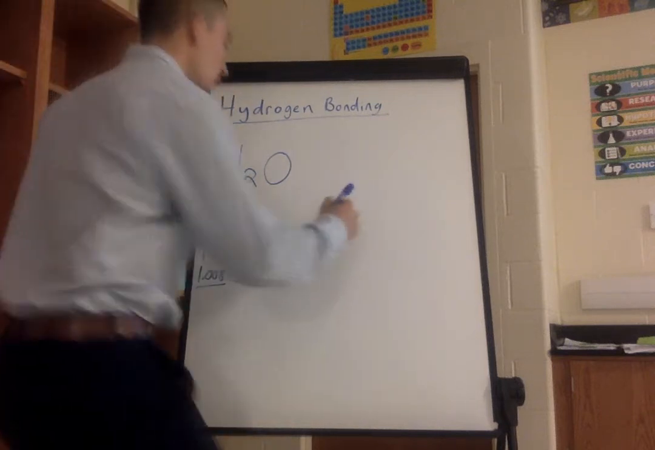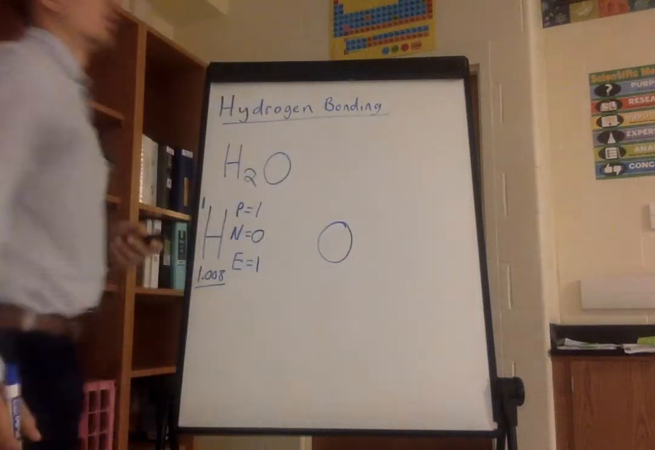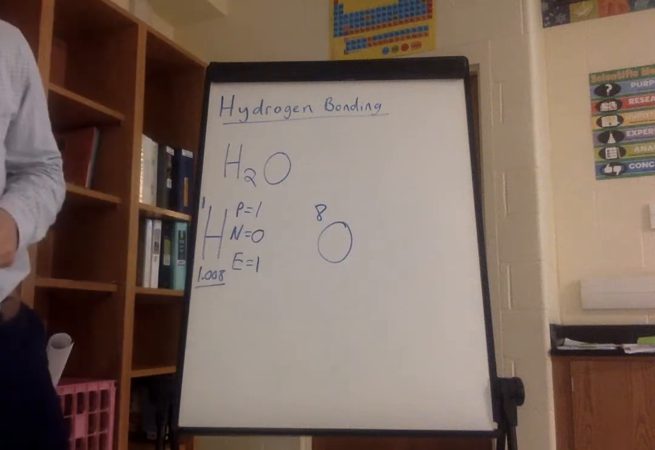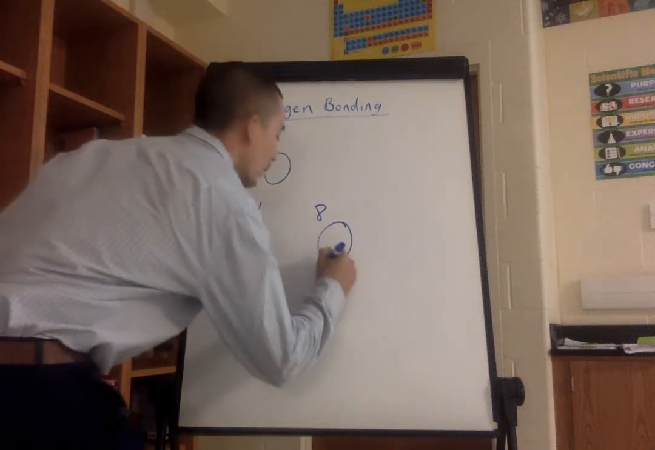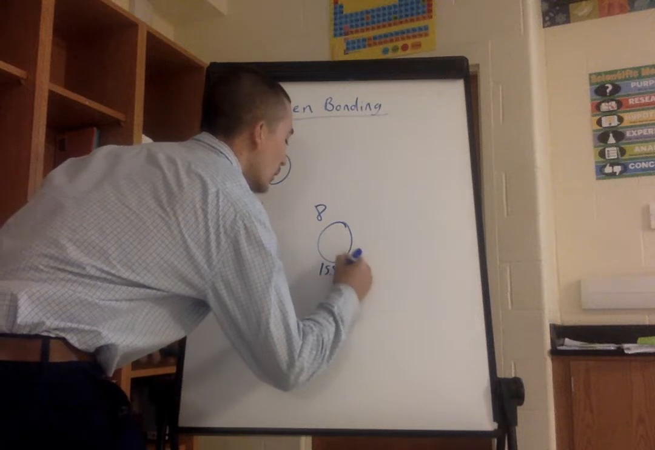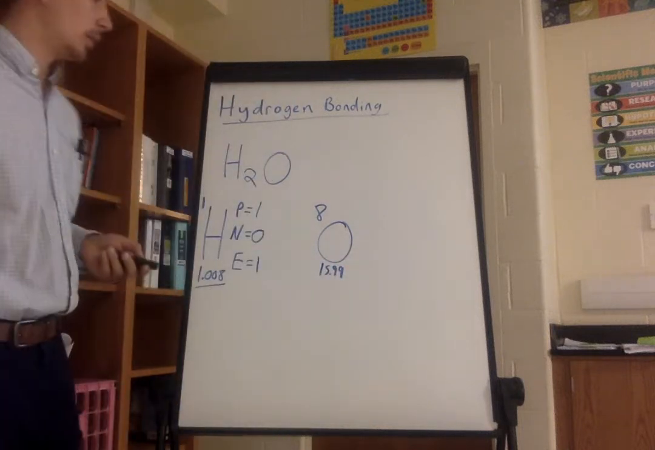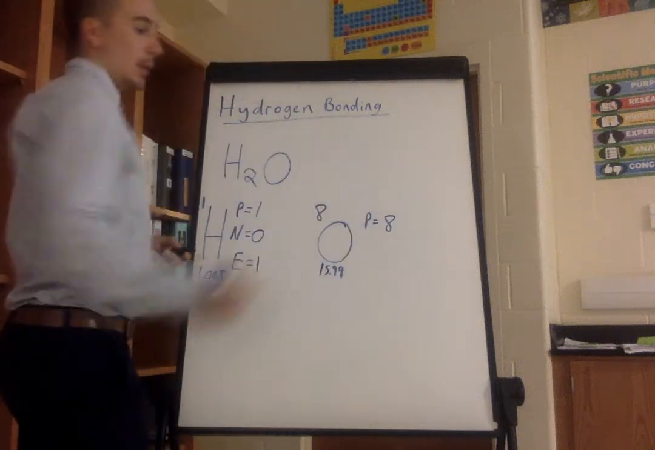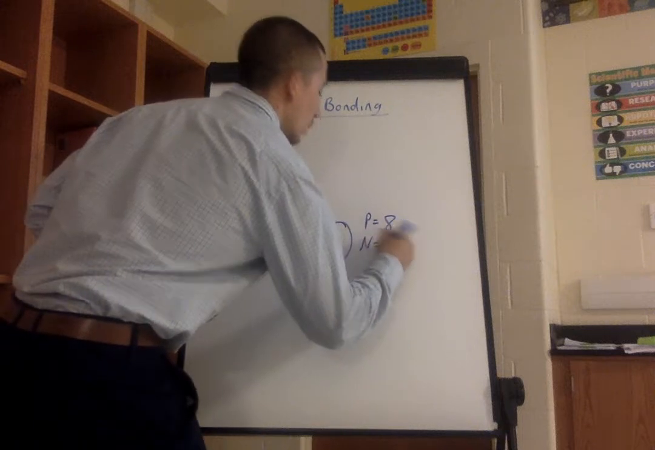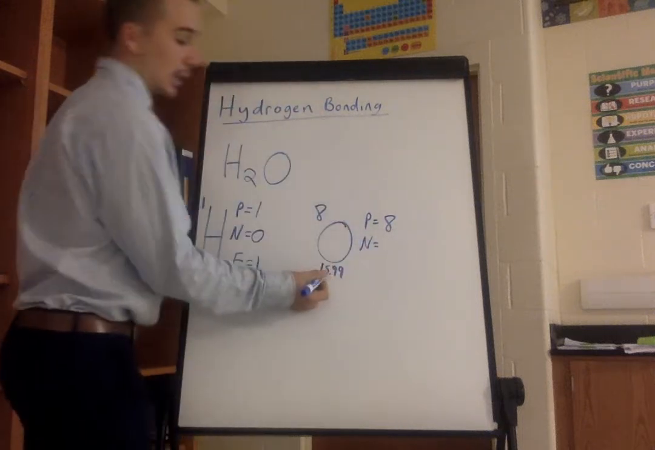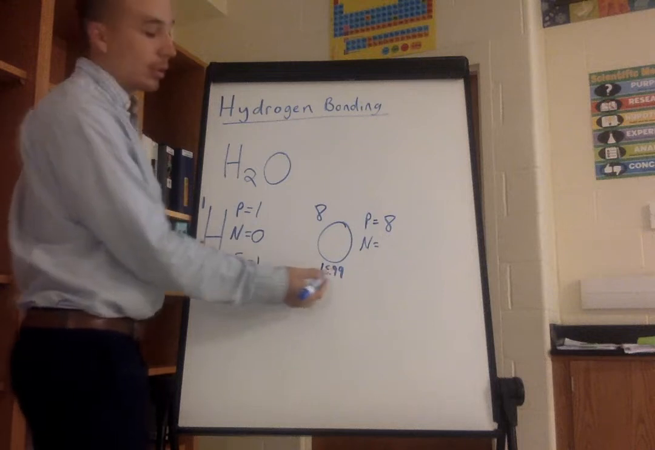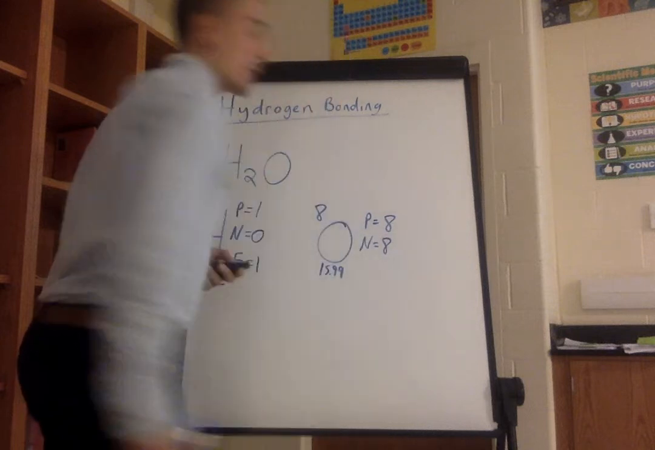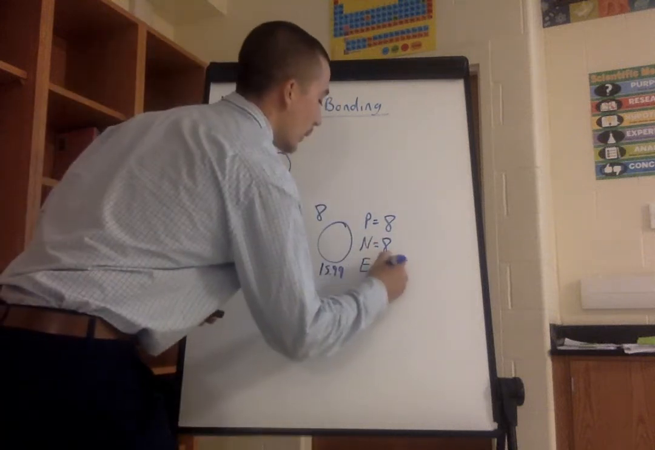Over here, we do the oxygen. Oxygen has an atomic number of 8. If you look on the periodic table, the weight is 15.99, or we can round it to 16. The amount of protons is going to be 8 because of the atomic number. The neutrons are going to be 16 because we rounded 15.99. The closest whole number is 16. So 16 minus 8 is going to be 8. And then the electrons are going to be 8 as well.